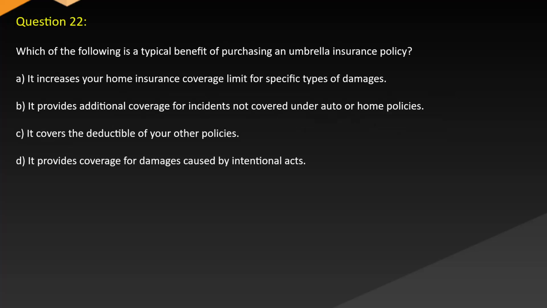relationship. Question 22. Which of the following is a typical benefit of purchasing an umbrella insurance policy? A. It increases your home insurance coverage limit for specific types of damages. B. It provides additional coverage for incidents not covered under auto or home policies. C. It covers the deductible of your other policies. D. It provides coverage for damages caused by intentional acts.